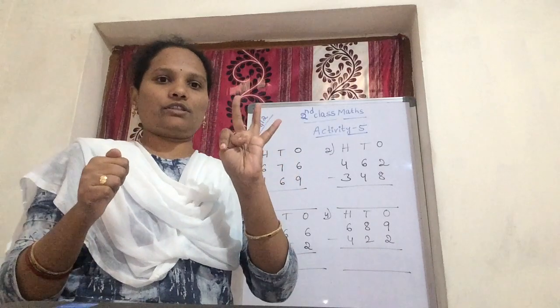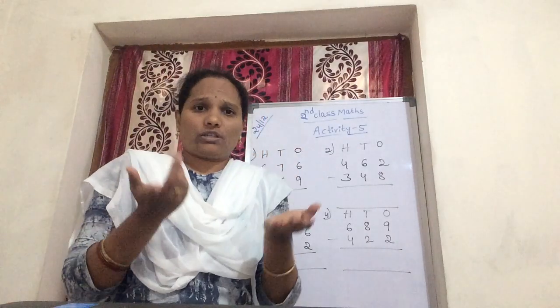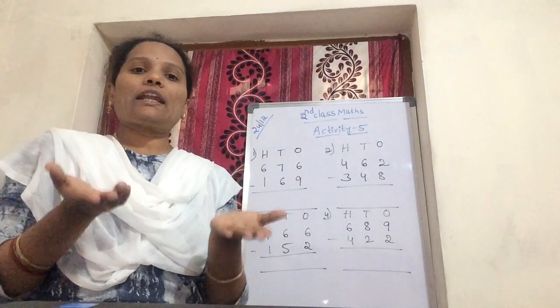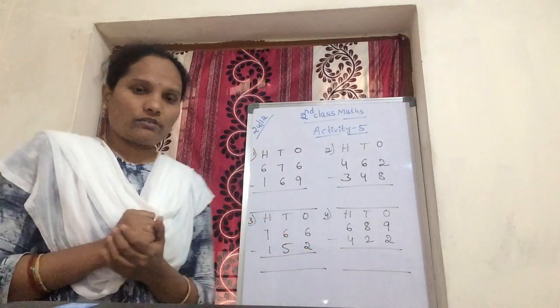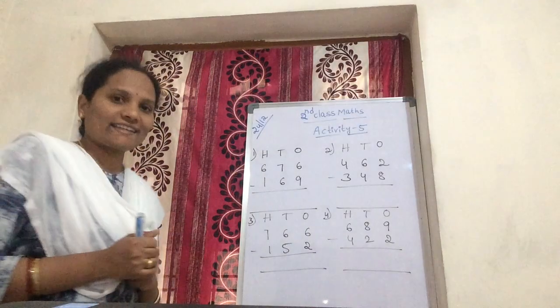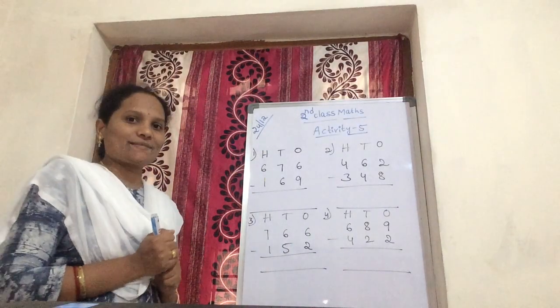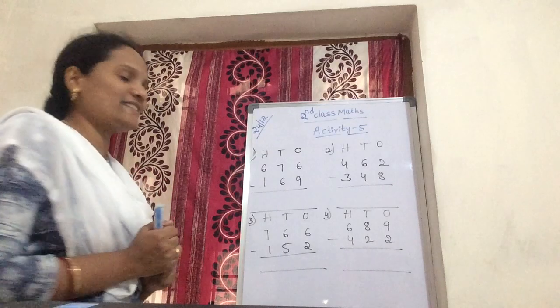1, 2, 3, 4, 5, 6. So here only 6 are there. Still you need 3 numbers. So what you are doing now? You are borrowing from the tens place.